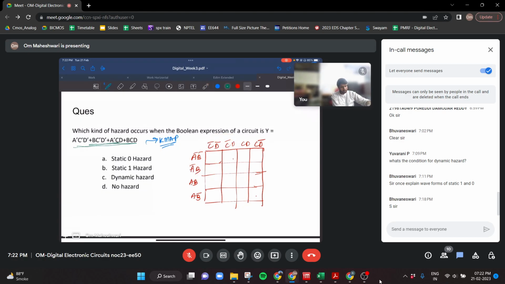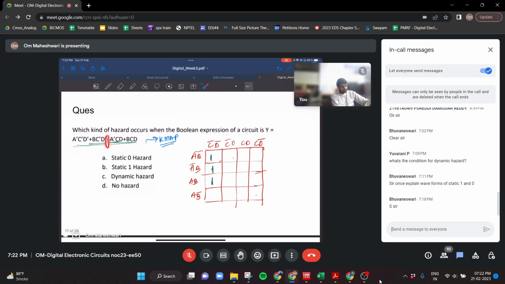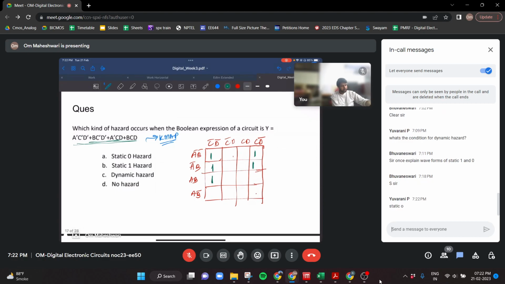Okay, so there will be a one here, and a one. The other is B, C bar, D bar. B is this, C bar is this, and D bar is this. So one here, and one is already here. Next is A bar, C, D bar. A bar, C, D bar. One. Another term is B, C, D. This is B, C, and this is D.